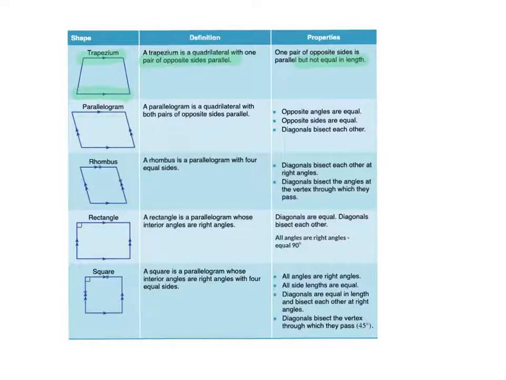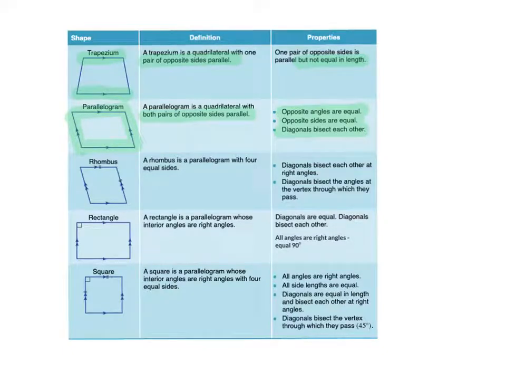A parallelogram is a quadrilateral with both pairs of opposite sides that are parallel. So it's not only one, it's both. So we have one pair over here, and then we have another pair over here. Therefore, opposite angles are equal, opposite sides are equal, and diagonals bisect each other.